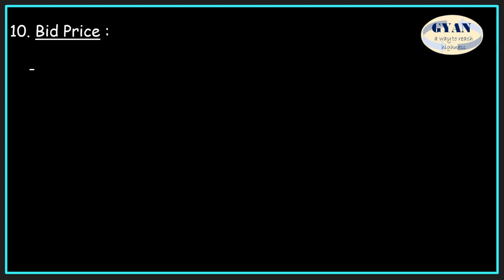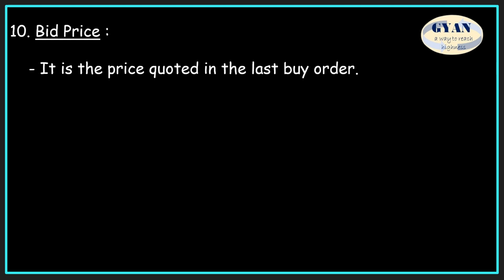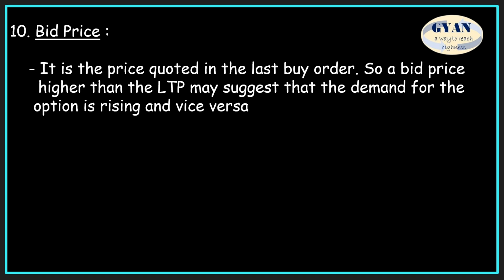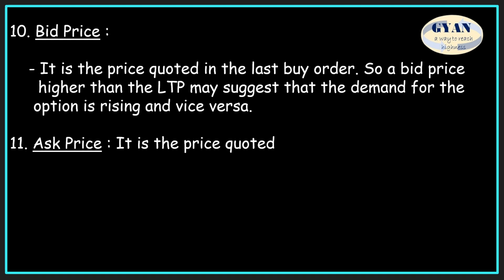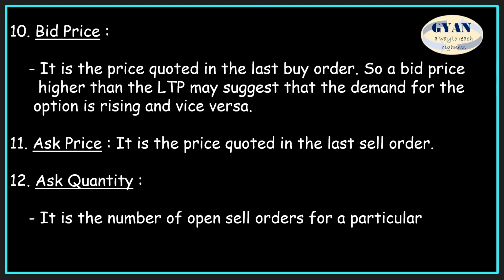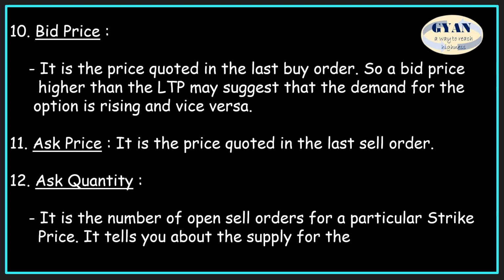10. Bid price. It is the price quoted in the last buy order. So, a bid price higher than the LTP may suggest that the demand for the option is rising and vice versa. 11. Ask price. It is the price quoted in the last sale order. 12. Ask quantity. It is the number of open sale orders for a particular strike price. It tells you about the supply for the option.